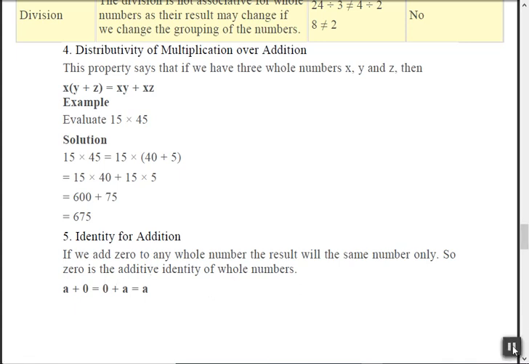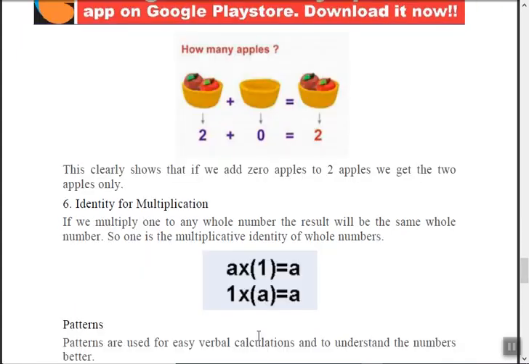There is also a multiplicative identity. We'll see that now. See this practical: 2 apples plus 0 apples equals 2. So the additive identity is this 0. Similarly for multiplication, multiplicative identity means the answer should not change. So a into 1 equals a, and 1 into a equals a. So 1 is the multiplicative identity. Remember these two numbers correctly: additive 0, multiplicative 1.